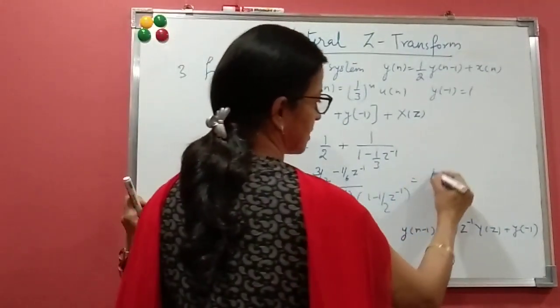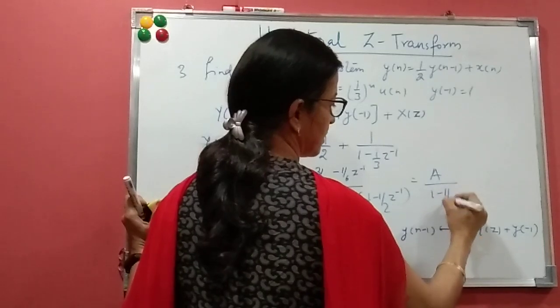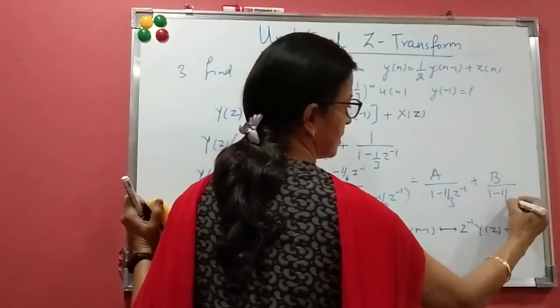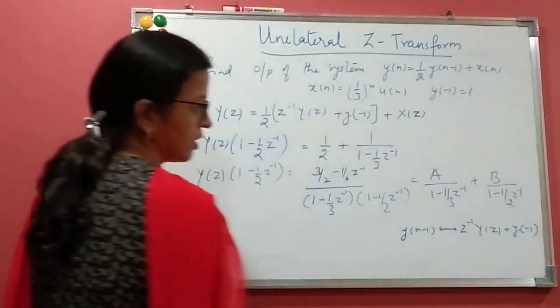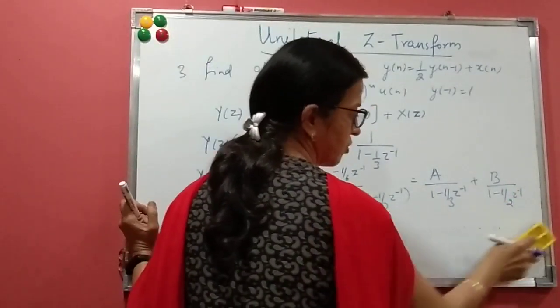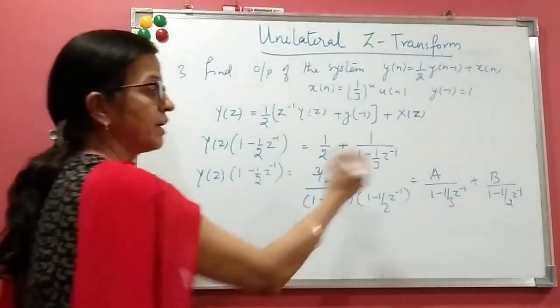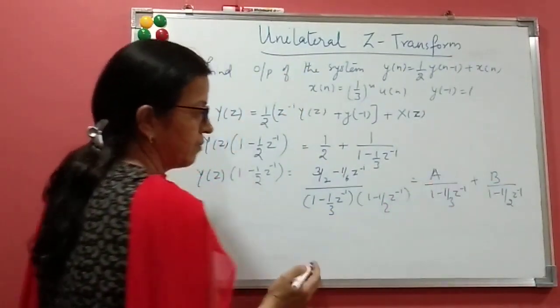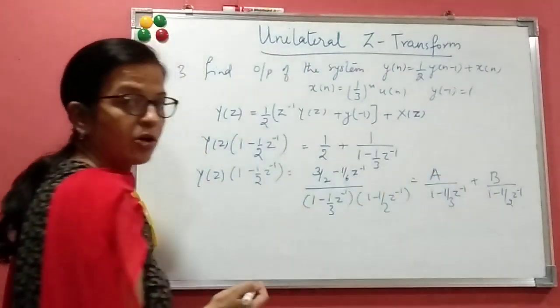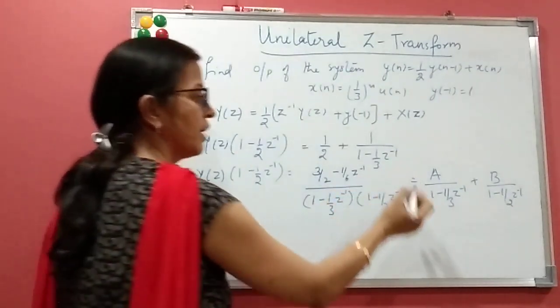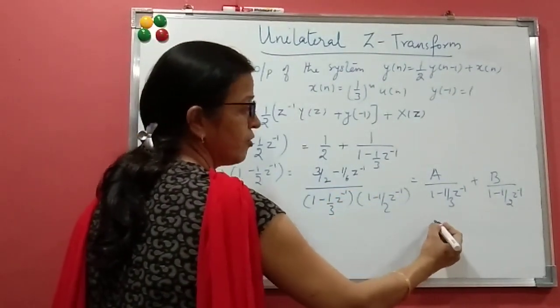You can write this as A upon 1 minus 1 by 3 z inverse plus B upon 1 minus half z inverse. Because now we have to solve it for y of n, you have to find the output of the system. For that you have to find the inverse Z transform. You have to get the values of A and B, and you can get A and B by Cauchy's residue theorem, which I am using in every lecture. What is Cauchy's residue theorem? How will you find A?